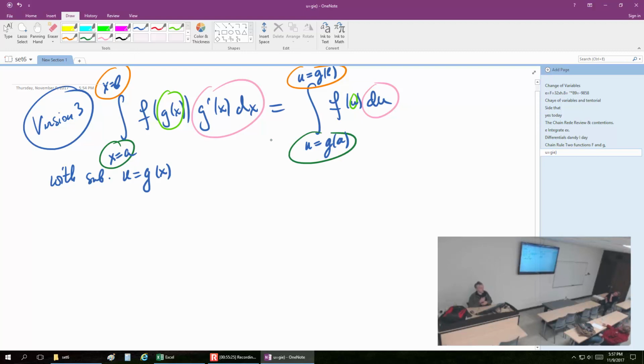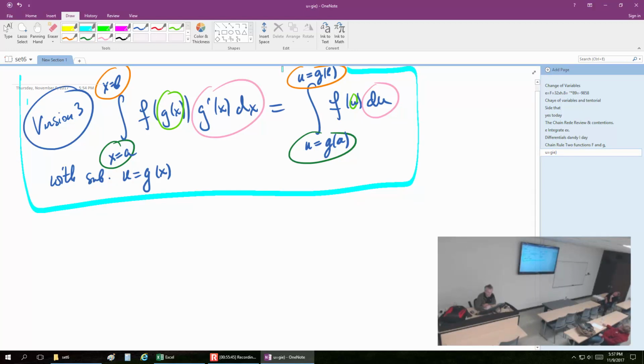X equal a under G becomes G of A, right? So sometimes things become more simple. I would not insist on doing it necessarily through this formula. It's a nice formula, but it's not necessarily a particular simplification in comparison to the procedure that we have had. There are always two ways.